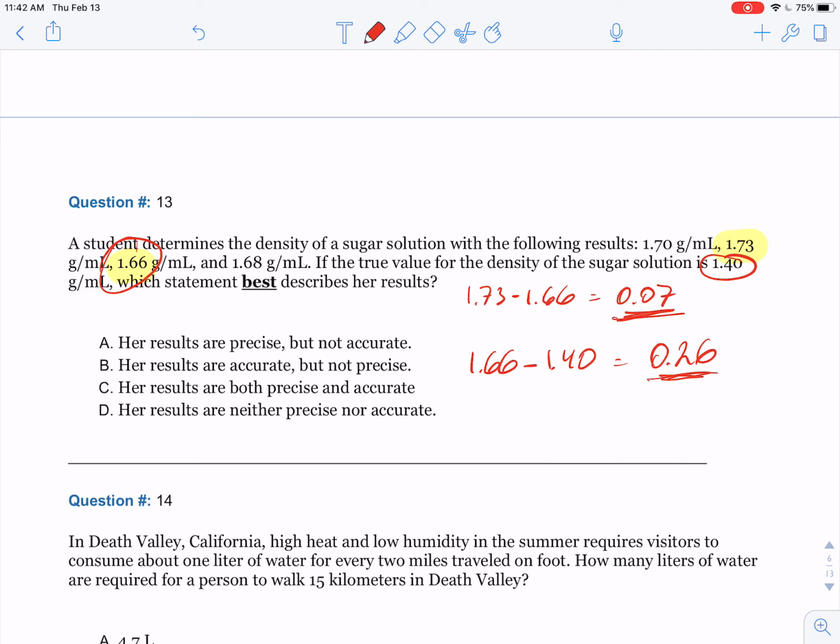So these results are precise, but they are not that close to the actual value compared to how close the measurements are to each other, so they are not accurate. Okay, they are not accurate. And if this difference was larger, then I would say neither precise, but it's not the case. So the difference between measurements is smaller than the difference with the actual value, and that's why the measurements are precise but not accurate.